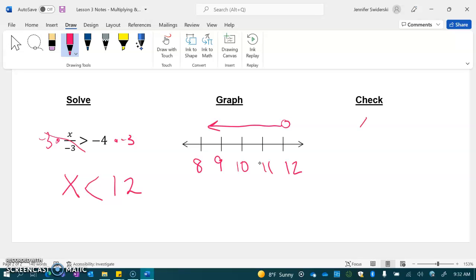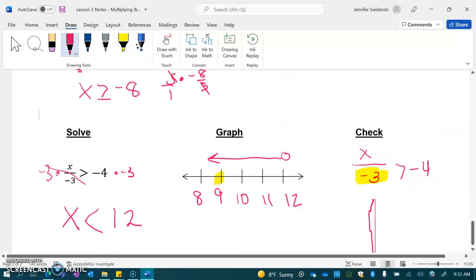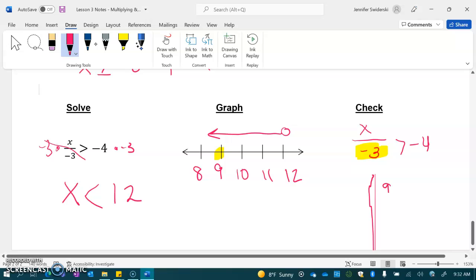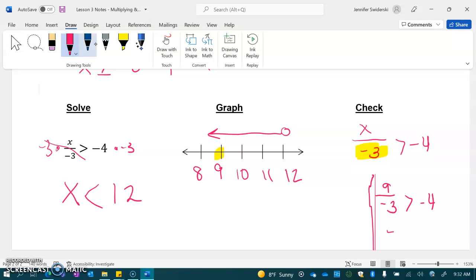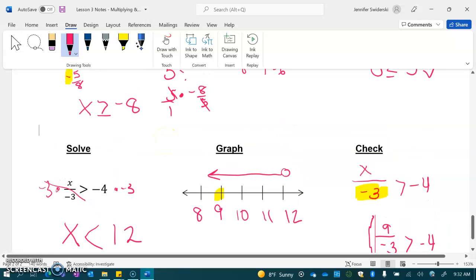To check it, I need to rewrite my equation. I have x over -3 is greater than -4. I'm going to pick a number that is divisible by -3 that fits my graph. So I'm going to choose 9 because I know I can divide 9 by -3. So I'll get 9 divided by -3. Is that greater than -4? Well, is -3 greater than -4? Yes, it is greater than -4. So I know my answer is correct.